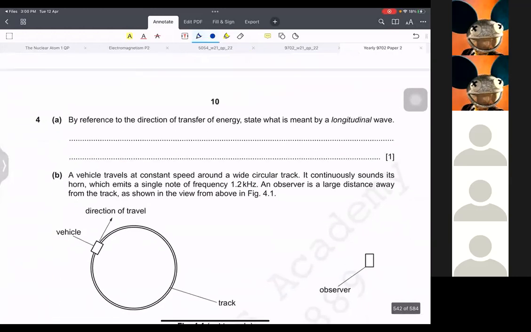Okay, then my reference to directional transfer energy, what is meant by longitudinal wave? Okay, so oscillations are parallel to the direction of energy propagation. So I would write it like this.